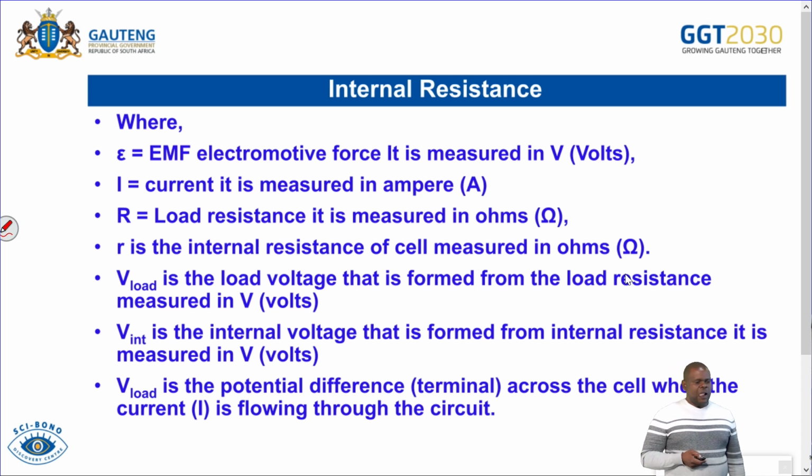We say also V load is the potential difference, or the terminal potential difference, across the cell when the current I is flowing through the circuit. That means when we talk about V load, we are talking about the potential difference across a cell when current is flowing through the circuit.